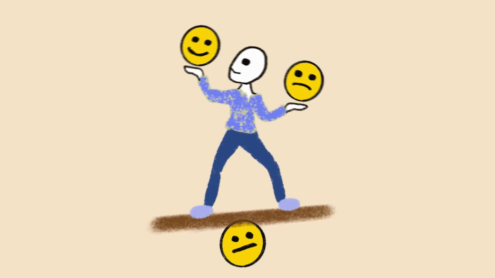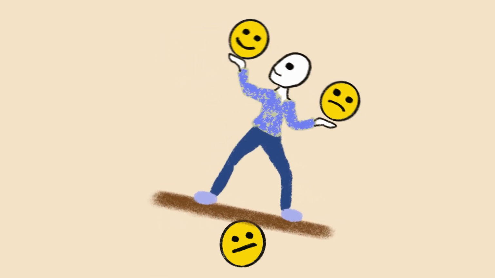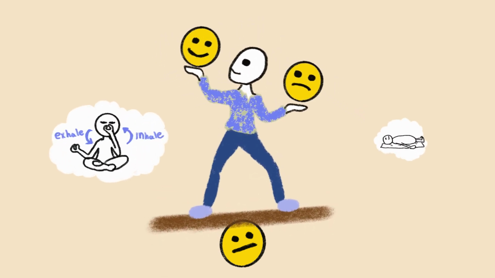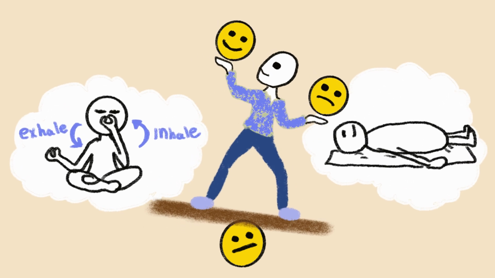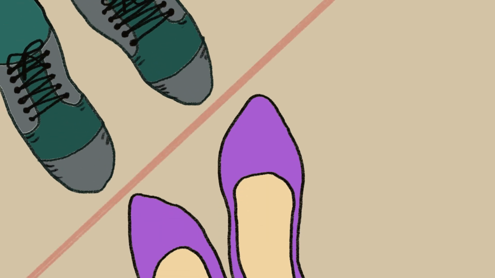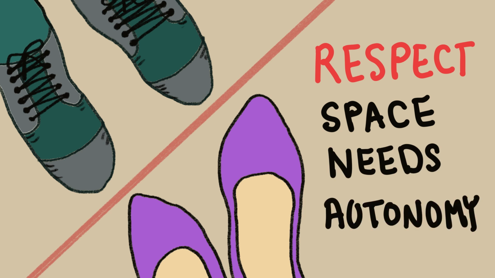Emotional regulation. Learn to manage your emotions in healthy ways, rather than allowing them to dictate your behavior. Practice self-soothing techniques, such as deep breathing or mindfulness, to calm yourself during moments of distress or conflict. Set boundaries. Establish healthy boundaries in your relationship. Respect each other's space, needs, and autonomy, while also nurturing closeness and intimacy.